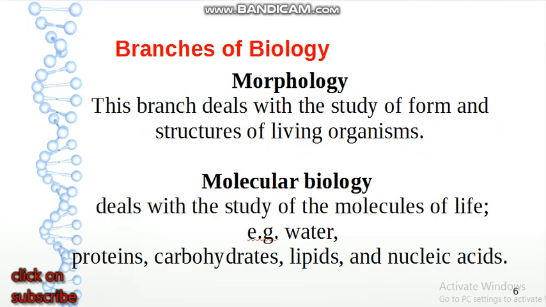Now, branches of biology. The first branch of biology is morphology. This branch deals with the study of form and structure of living organisms. Students, when you are studying an organism's morphology, it means its outer form. As you are looking at the animal, how is it made, how is it looking, that means you are studying its structure and its form, so you are studying morphology.